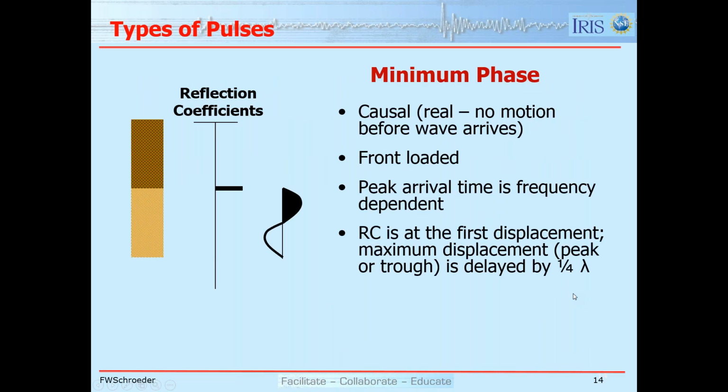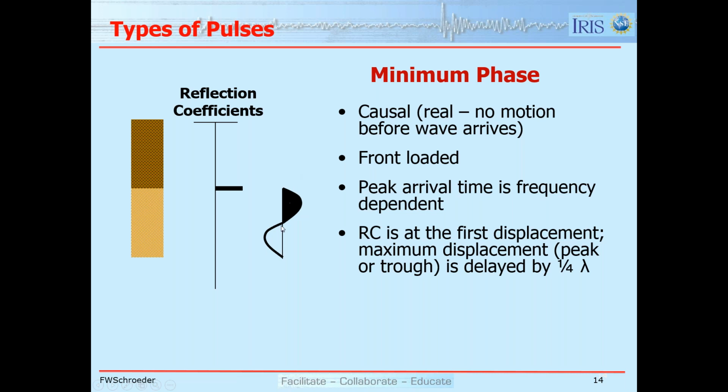There are two types of pulses that we deal with in industry. The first is called minimum phase. These are causal. These are things that actually happen in Mother Nature. If you think about earthquake waves, those are minimum phase. Here is an increase in impedance as we go from a shale into a sand, positive reflection coefficient. We see the onset of a peak followed by a trough. And so that's the characteristic for minimum phase.